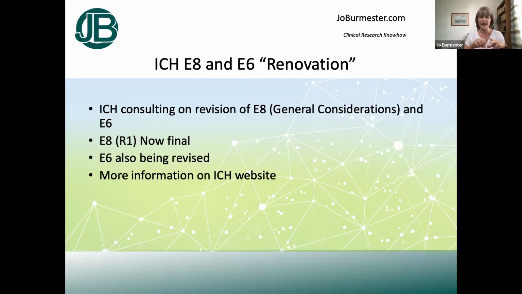So it's E8 revision 1. So it is final. And that's what I'm going to take you through, is just what's in there and some of the key things that we need to think about in terms of implementing that guideline, because it is something now that the regulators are going to start looking for in inspections.